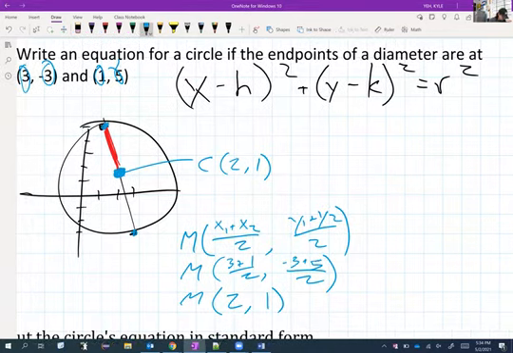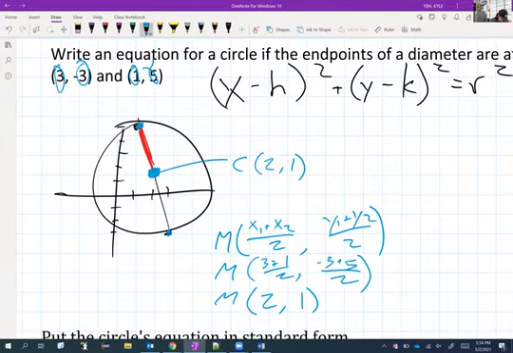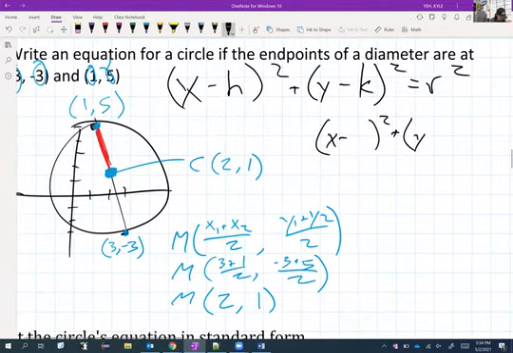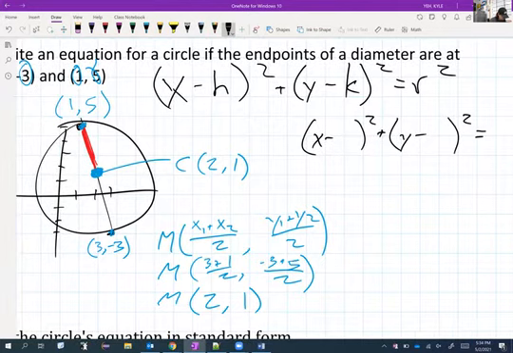And I'm going to go ahead and label these points as well. 3, -3, 1, 5. So that gets me my center. I can already start writing my equation then. X minus 2, plus y minus 1.